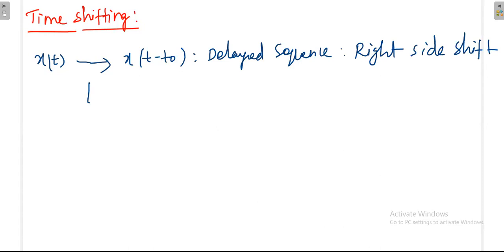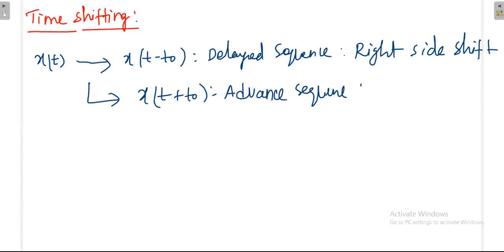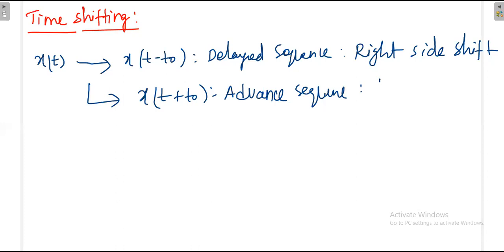When it is x of t plus t naught, this is an advanced sequence. So x of t plus t naught means advanced sequence, so it is a left side shift.